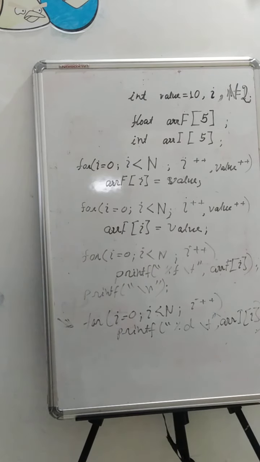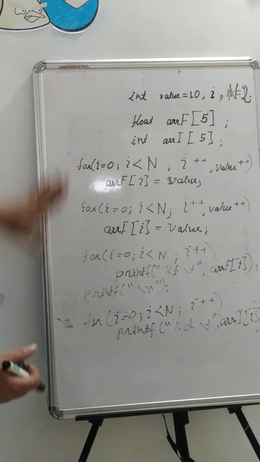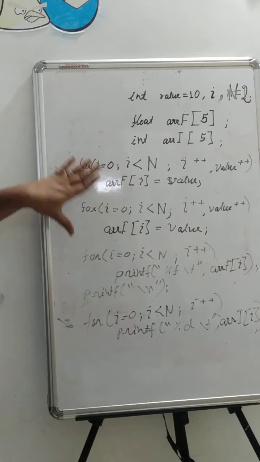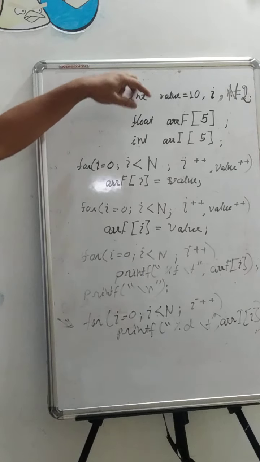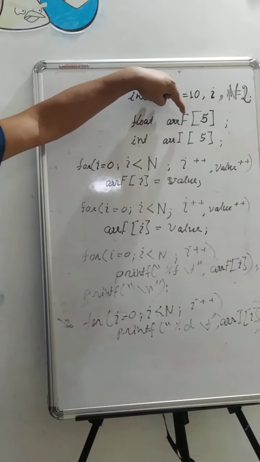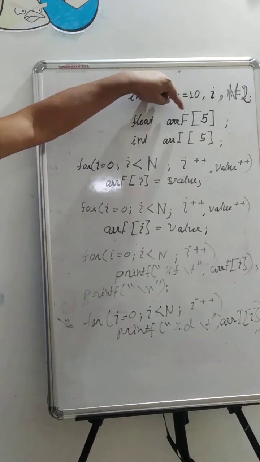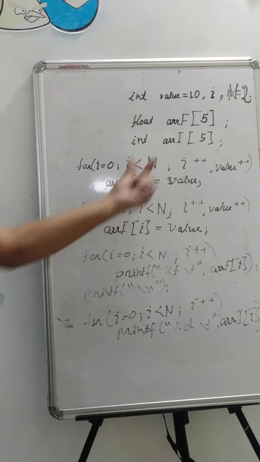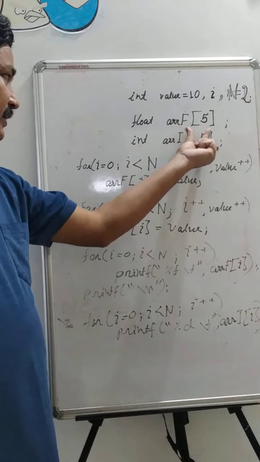Look at this simple program in C. If you just observe the code here, there are 4 loops. 2 loops are responsible for entering the data into 2 different arrays, arr f of floating point type and arr i of integer type. And we have said that both the arrays' size is 5.